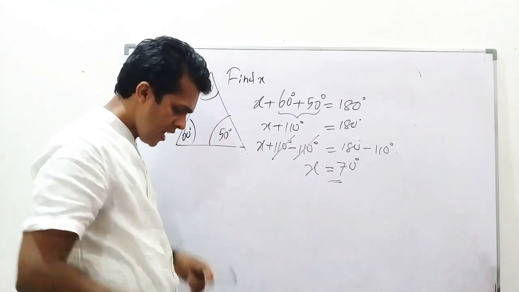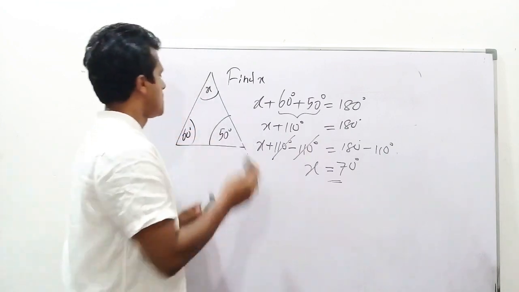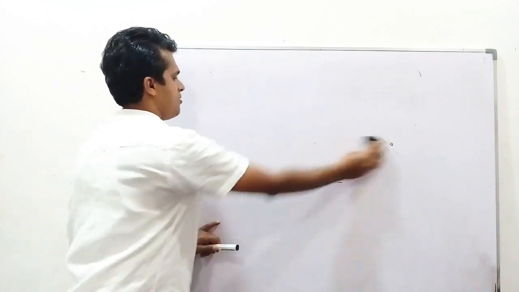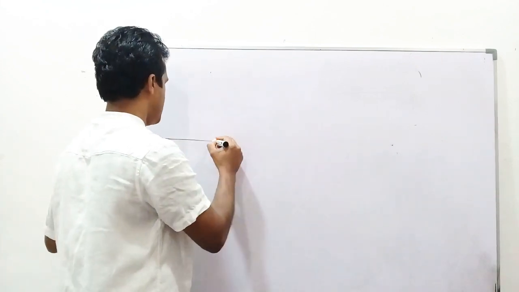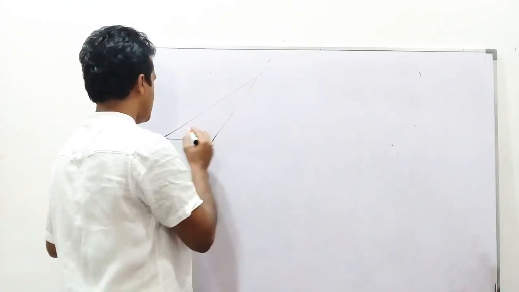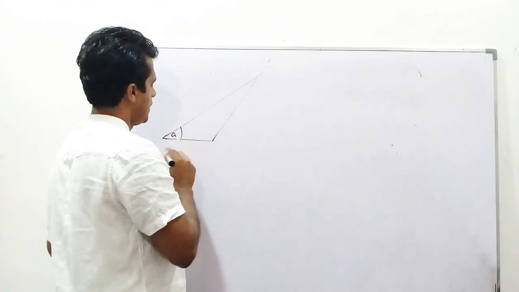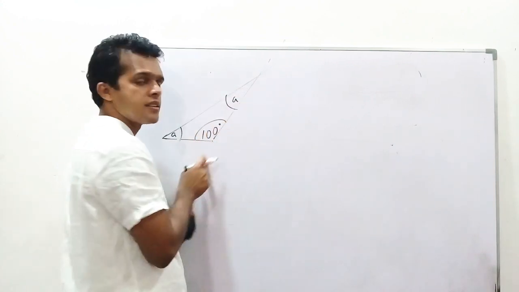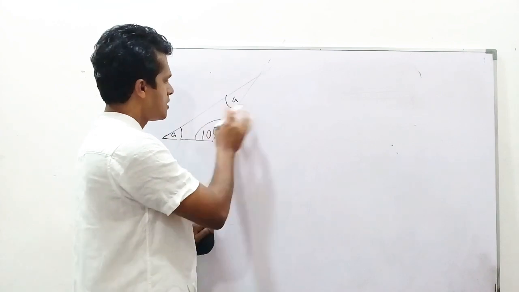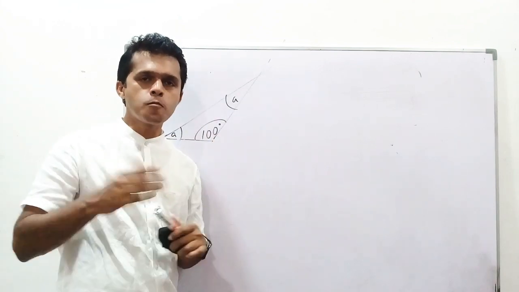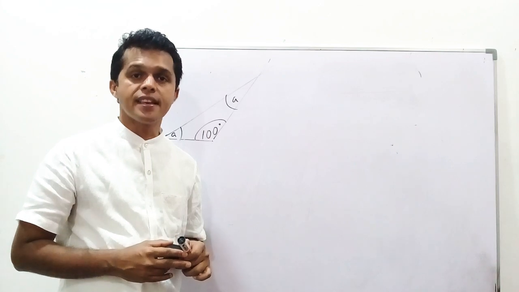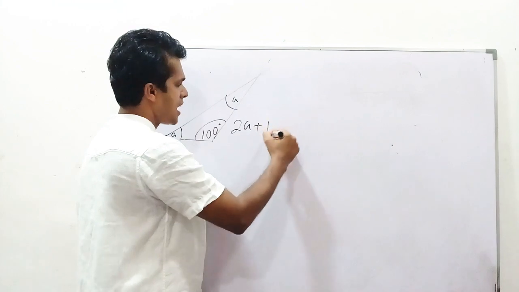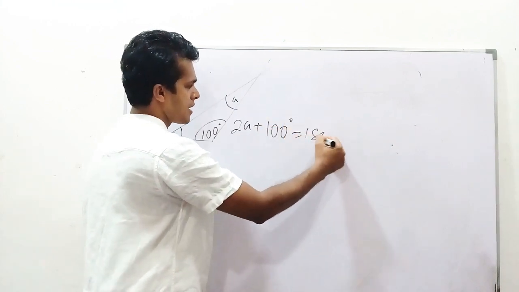Okay. The other sum. Find the value of a. This is a. This is a. This is 100 degrees. Setting up an equation, we can find the value of a. You can see a and a, so 2a plus 100 degrees equals 180 degrees.